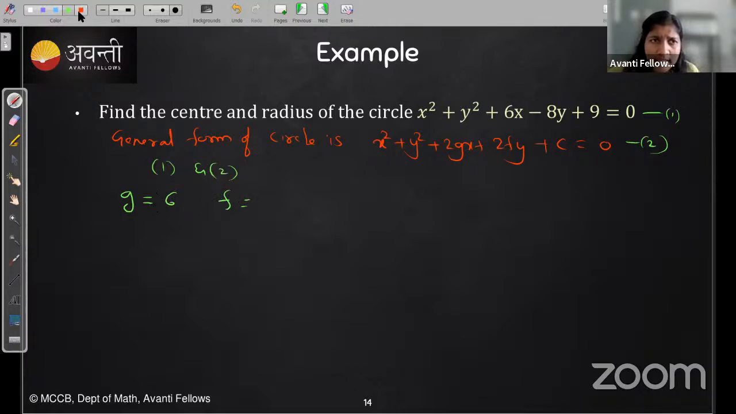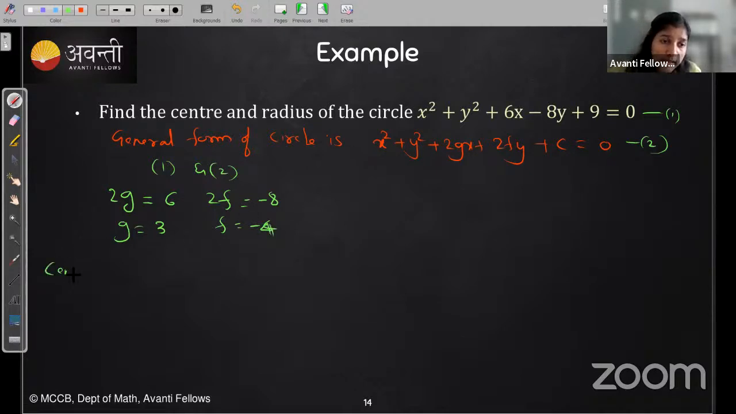Wait a minute. What is the g value? So 2g will be what? 2g will be 6 here, right? So g will be 3. 2f will be what? Minus 8. Okay, f will be minus 4. So just recheck your answer, Jane.